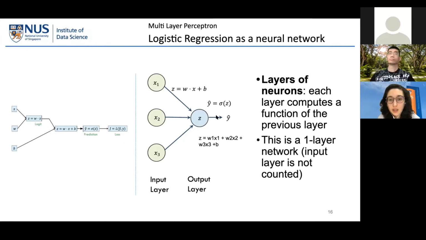And the idea here is that you have this relationship where for one layer, like the output layer Z, it computes a function that is extracted from the previous layer in green. Okay, so this is, I guess, the simplest neural network that you could think of.